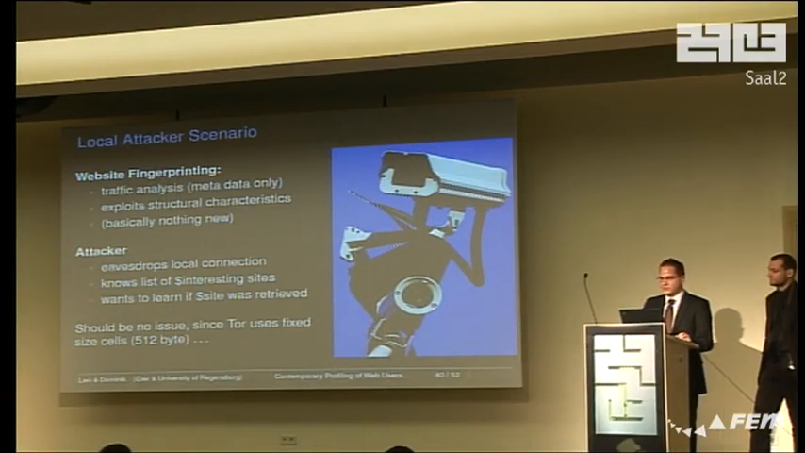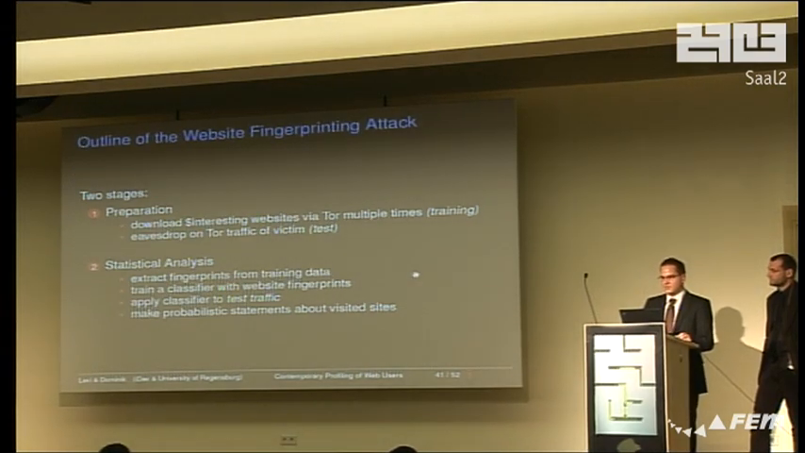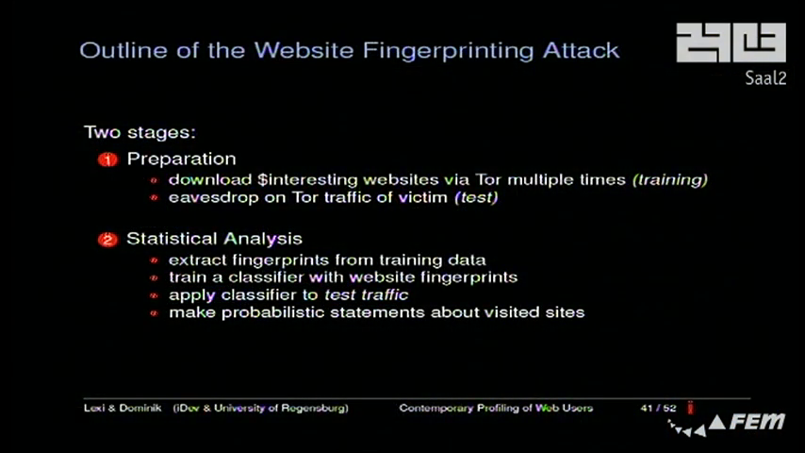The basic scenario is, as I said, you have an attacker who is eavesdropping on your local connection somewhere in the Wi-Fi hotspot or your ISP, your admin, whatever. And the attacker has a list of sites interesting for him. Those are the sites he would like to know when you're downloading them over Tor. Well, in theory, this shouldn't be an issue because Tor uses fixed size cells, 512 bytes, padded if there's not enough data. And in theory, everything should be fine, right? Let's say everything's fine, but continue with the talk anyway.